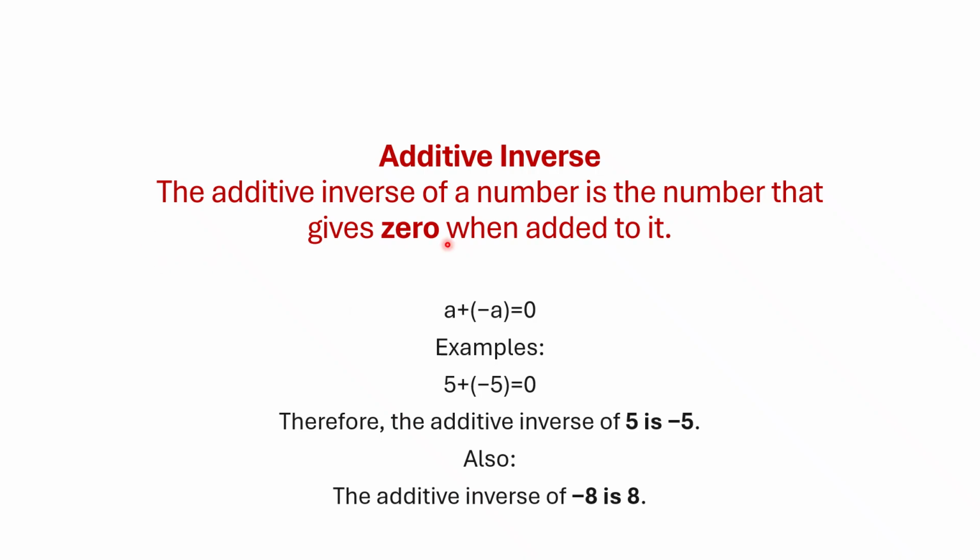Additive inverse. The additive inverse of a number is a number that gives 0 when added to it. For example, a plus negative a will give you 0. 5 plus negative 5 will give you 0. So therefore, the additive inverse of 5 is negative 5. Also, the additive inverse of negative 8 is 8. So take note, anytime you are asked to find the additive inverse of negative 8, it's going to give you 8.